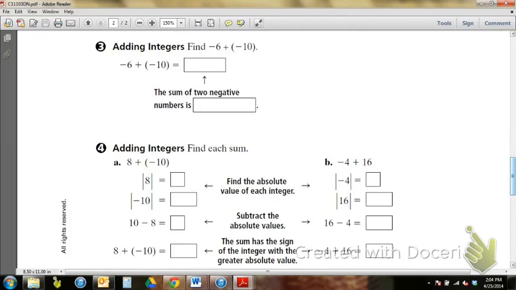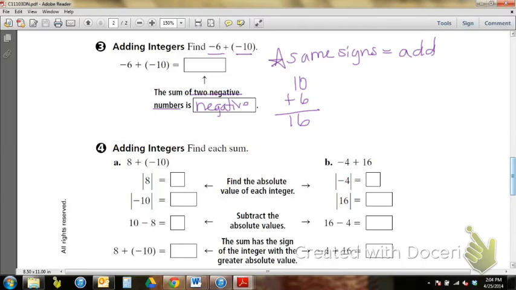Find -6 plus -10. Okay. They have the same signs. So what are we going to do? We're going to add. 10 plus 6 is 16. And I know that if both numbers are negative, my answer is negative. So it's going to be -16.